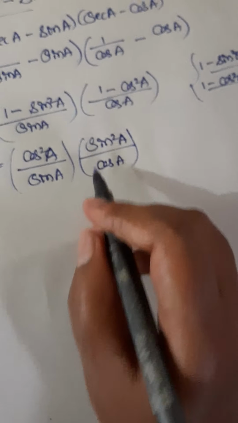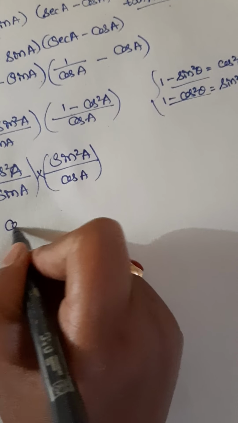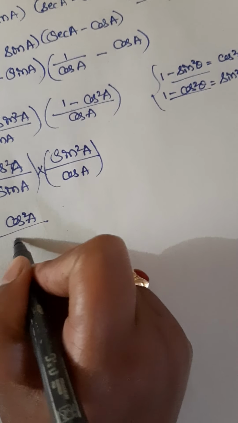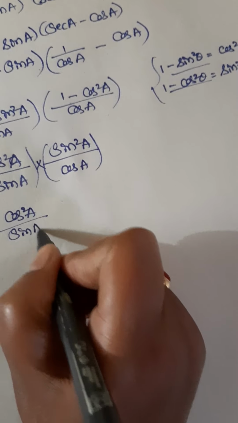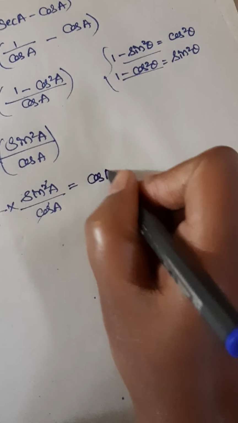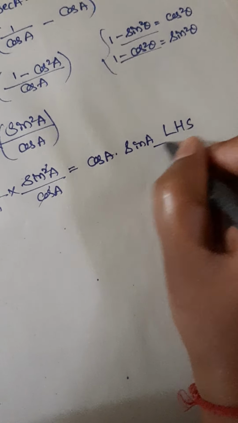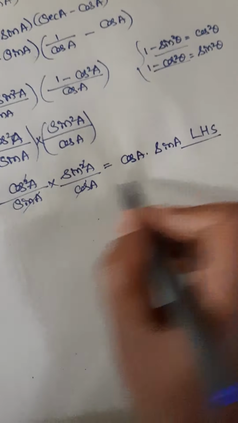Here, in between is the multiplication, so cos square A by sin A into sin square A by cos A. One cos will cancel, and one sin will cancel. So what will we be left with? cos A into sin A. This is our LHS. We got the LHS answer. So now let's see our RHS.